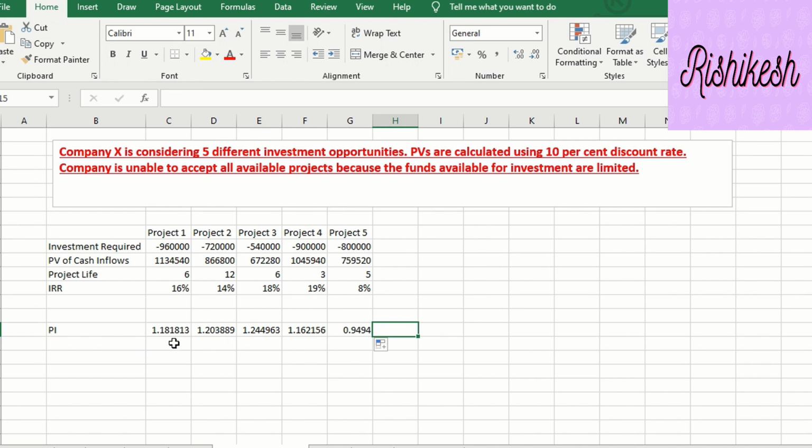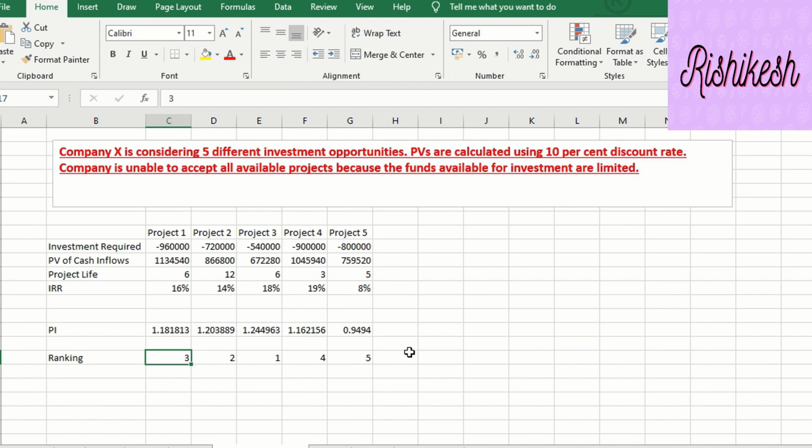So how can I rank these projects? I think I should give the first rank to this project because this has the maximum profitability index. The second rank will be given to this project. This will be the third rank project, fourth rank, and fifth rank. If I have to select 2 projects out of it, obviously I will go with first and second. If I have to select only one, I will go with this project 3. And if I have to go with 3 projects, I'll go with 1, 2, 3. So this is how we can rank different projects on the basis of the profitability index that is calculated.